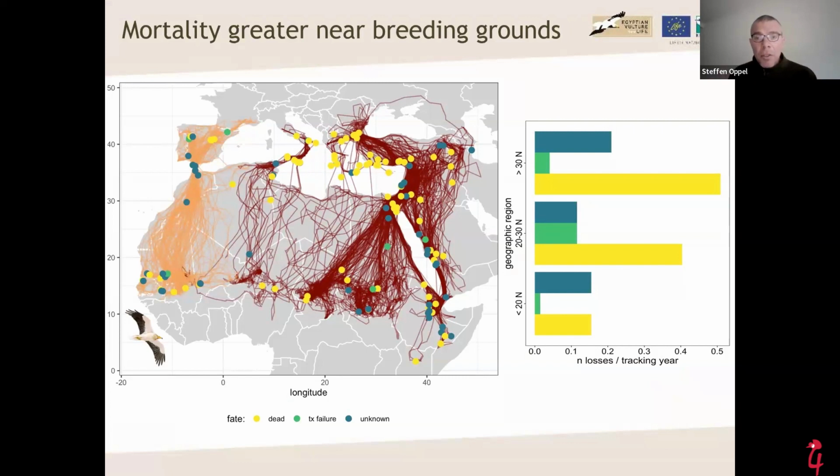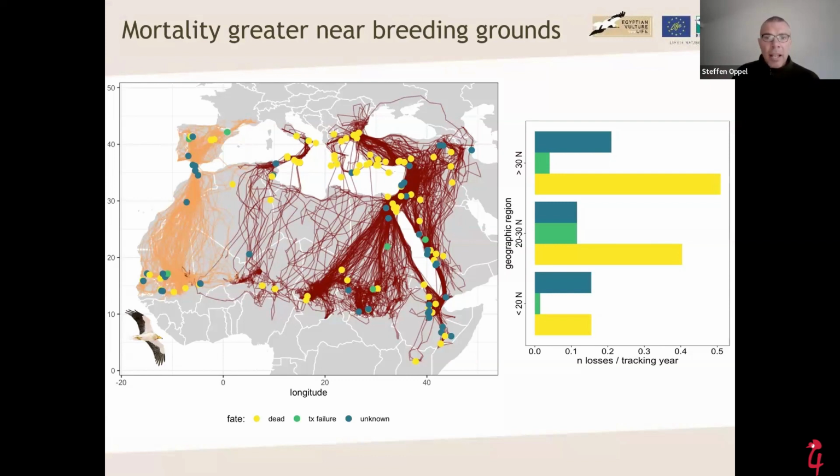And the graph on the right-hand side summarizes the number of losses in 3 different latitudinal bands. So below 20 degrees north, so that's south of the Sahara, then in the Middle East between 20 and 30 degrees north, and then in Europe, north of 30 degrees north. And those bars are related to the number of tracking years over which we track birds in those areas.